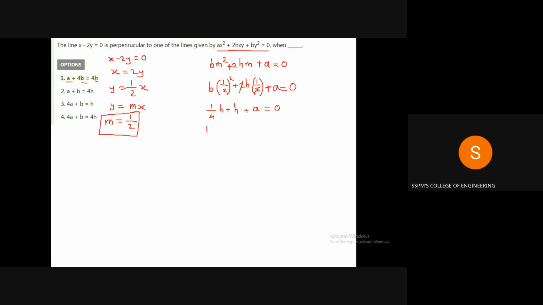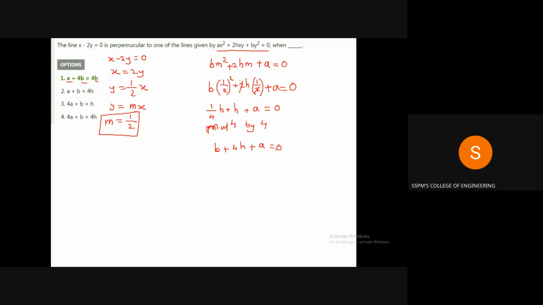Now multiply this equation by 4. So if you multiply this equation by 4, you will get b plus 4h plus a is equal to 0.